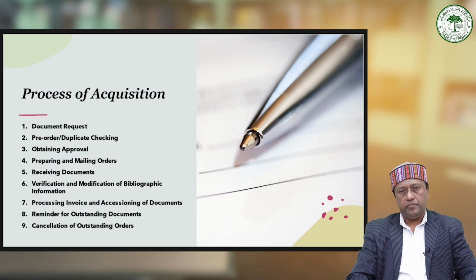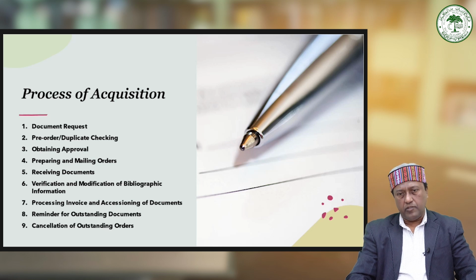Next in the order is receiving documents. Once it has been ordered, definitely the job of the vendor will be to collect all the books and supply them well in time as per the agreement between the two parties. Whenever the documents are supplied to the library, they have to be entered in the acquisition system. The system allows for receiving documents from specific orders, updating their status from ordered to received.